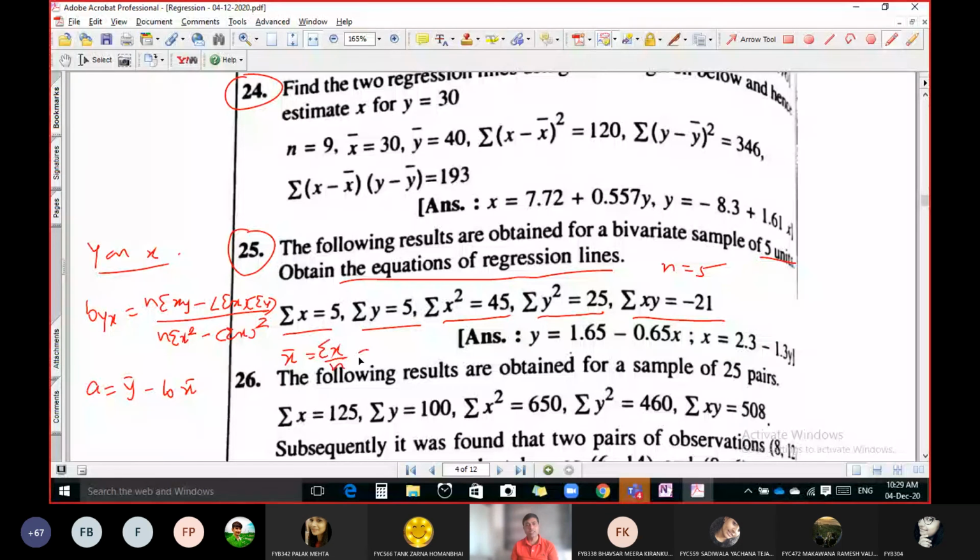Sigma x upon n. Similarly you will get y bar. So once we get x bar, y bar and b, you can calculate a. So you will get the regression line of y on x. Similarly, you can find x on y. So this is also not difficult.